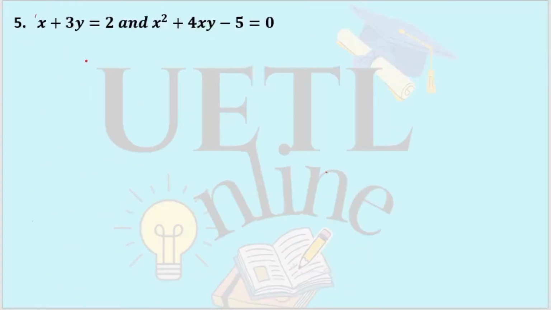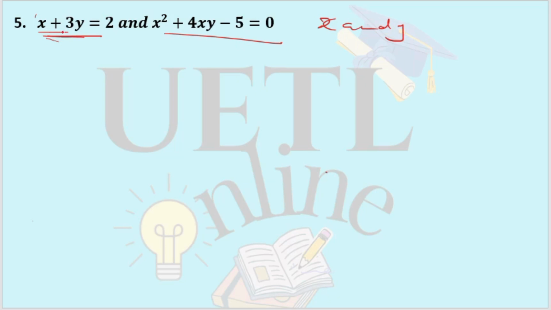Let's go to our question 5. Question 5 states that x plus 3y is equal to 2, and x squared plus 4xy minus 5 is equal to 0. In these two equations, we have to find x and y. The easy way of solving this simultaneous equation is by substitution. This means we have to substitute a variable from this side to this side, or from this side to this side. So how do we choose which side to choose from?